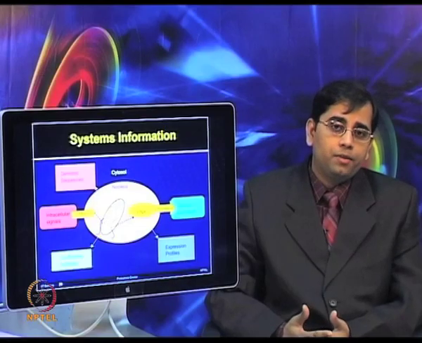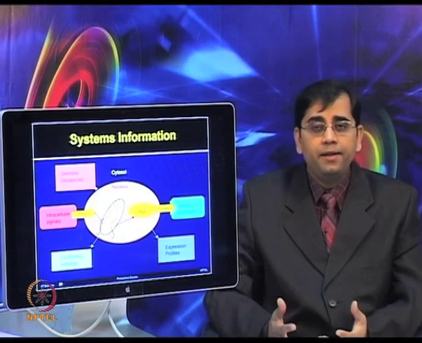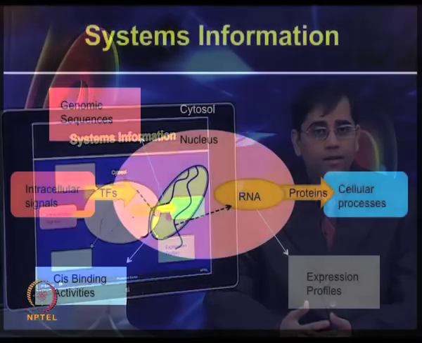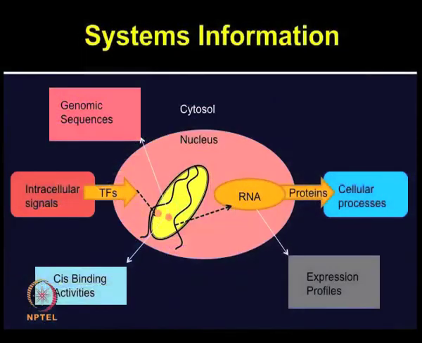Even the simplest systems such as a cell can be linked with various properties: its genome sequences of different molecules, intracellular signals, transcription factors, different types of cis binding activities, the expression profiling of RNA and proteins, and different types of cellular processes.